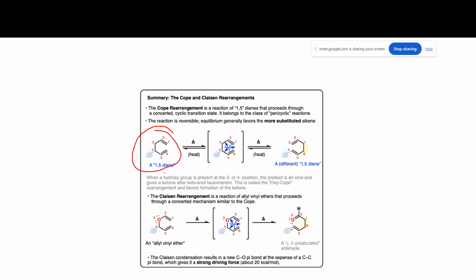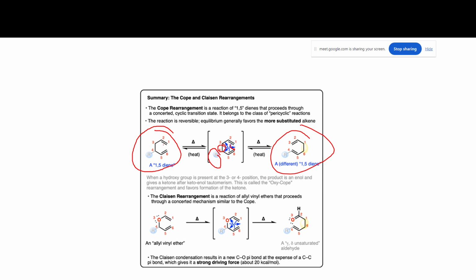So when you have a 1,5-diene and you add heat, your substituted product is there. So now what will happen? If you heat it, your double bond makes a new bond here, and this bond will be broken. So ultimately the product would be like this.